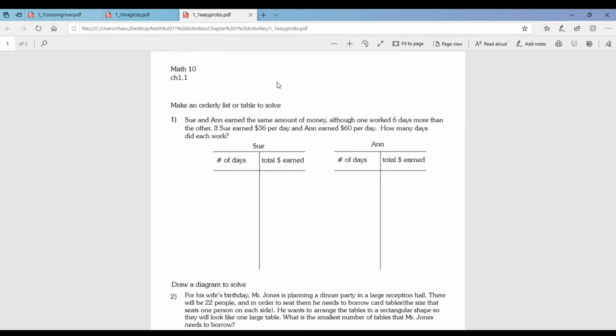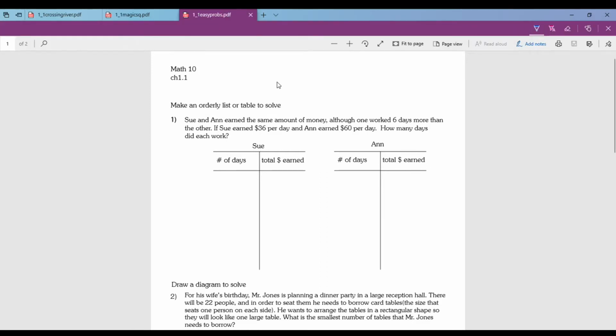Sue and Ann earned the same amount of money, although one worked 6 more days than the other. That's important information, so let's highlight that. We know one person worked 6 more days than the other. If Sue earned $36 per day, and Ann earned $60 per day, how many days did each work?